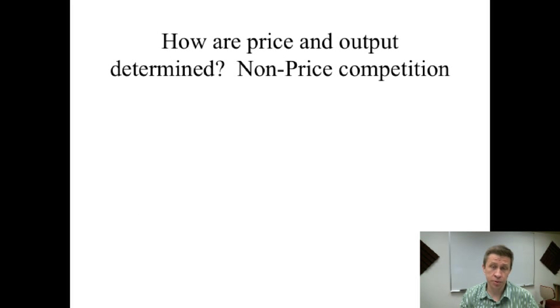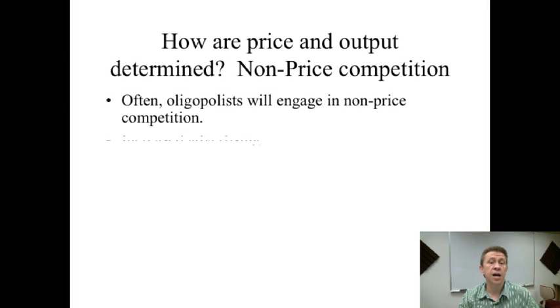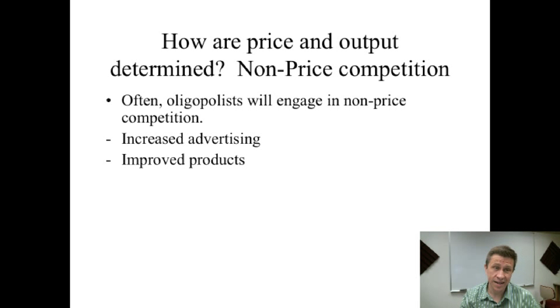So how are price and output determined then? With oligopolies, it's quite a bit different in the sense that we will not be, in this class, putting up demand and supply curves for oligopolies because there's so many other factors that affect the price and the quantity. What we will be doing is talking about some of these factors and how they matter. So non-price competition, right? Increased advertising, improved products.